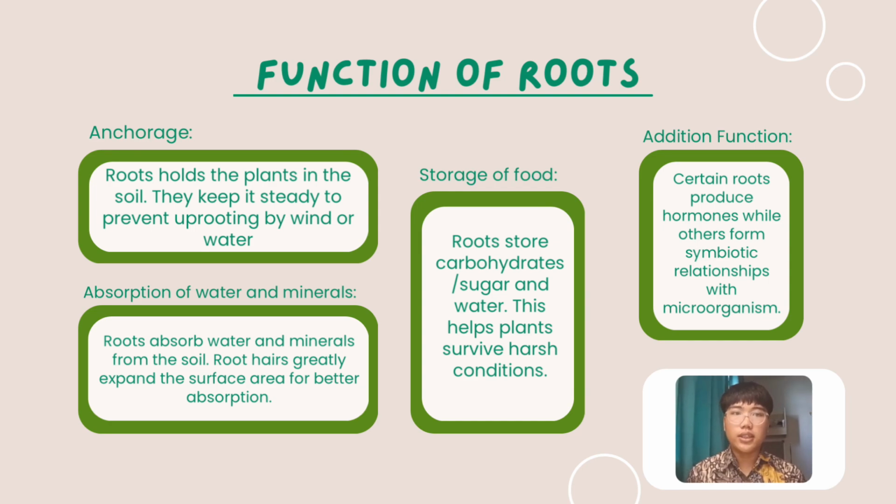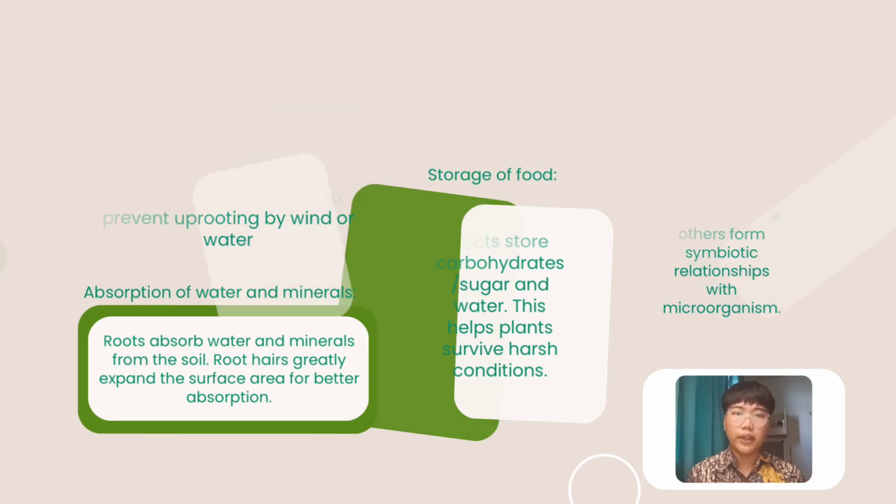Another key function is storage. Roots store carbohydrates, sugar, and water. This stored food helps the plant survive through harsh weather or when resources are scarce. Additional function: some roots have additional specialized functions. For example, certain roots can produce hormones that aid in plant development. Others form symbiotic relationships with microorganisms to help improve nutrient uptake.